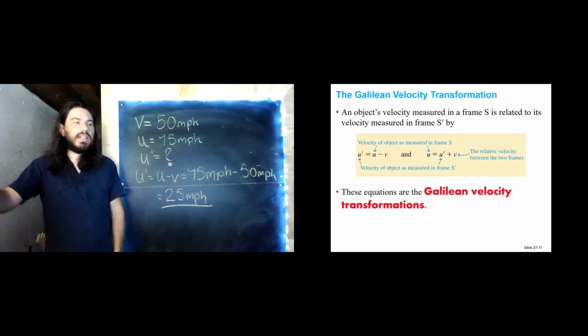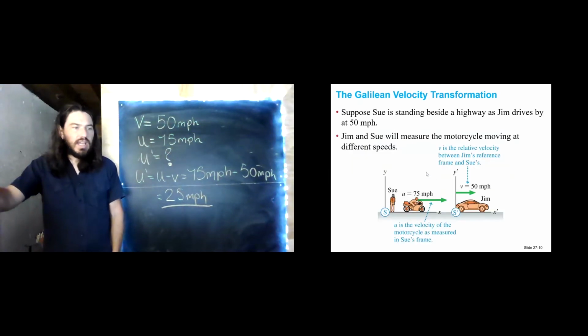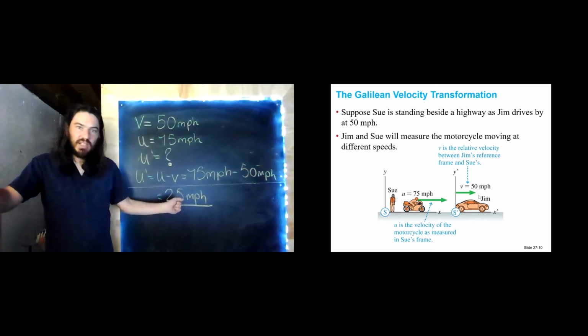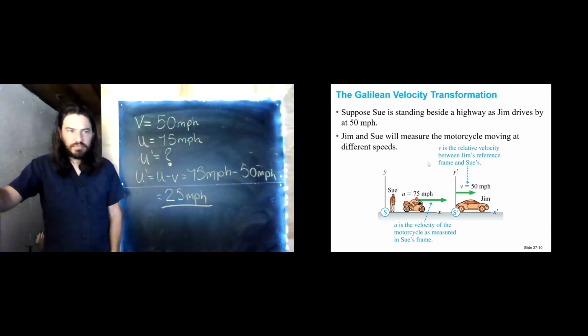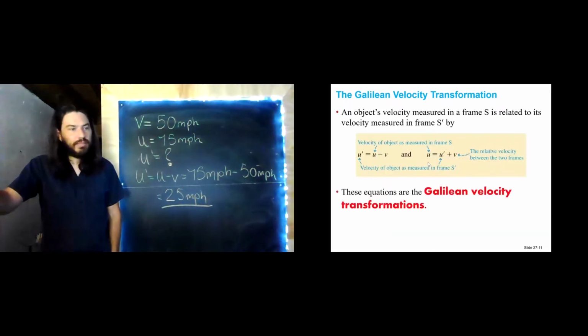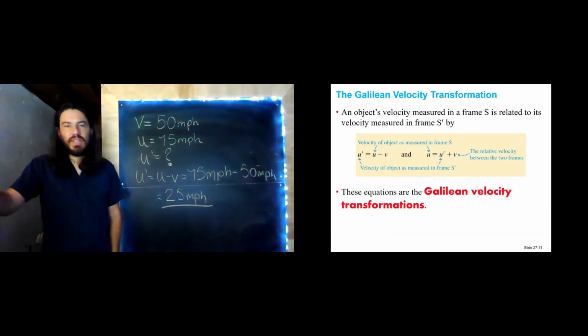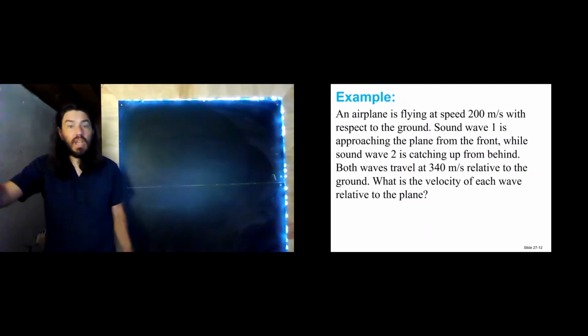Okay, again, not terribly surprising. Again, if Jim looked in his rearview mirror, he would observe the motorcycle coming up behind him at 25 miles per hour. That's what we mean by this. That is a Galilean velocity transformation.